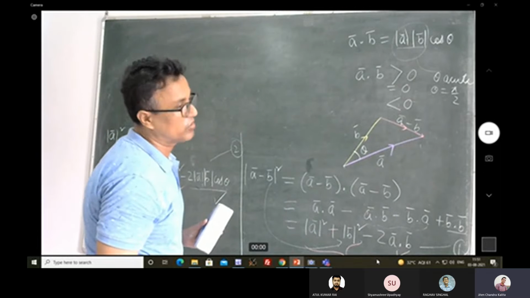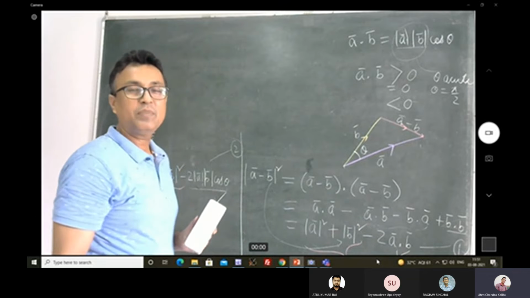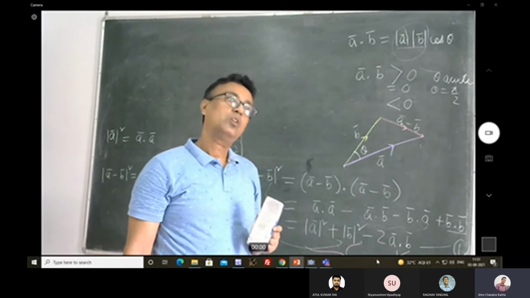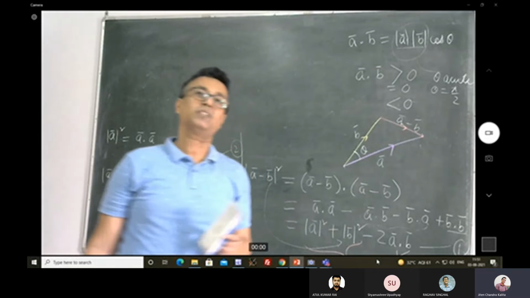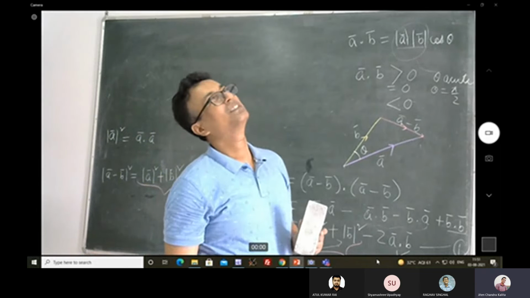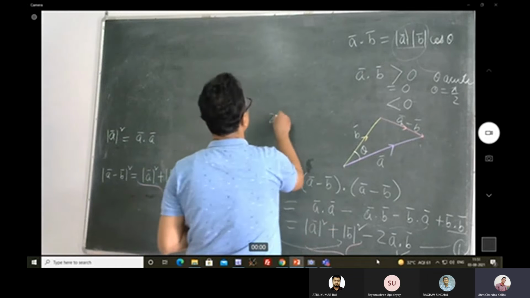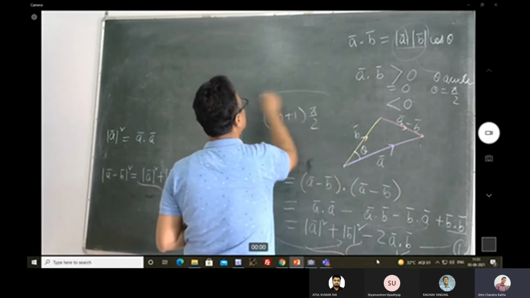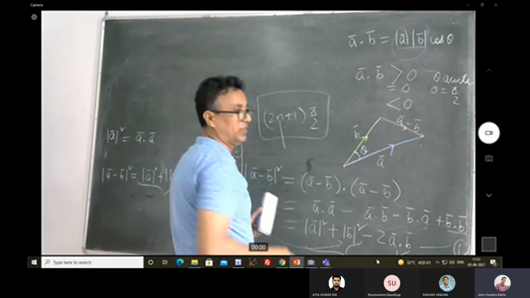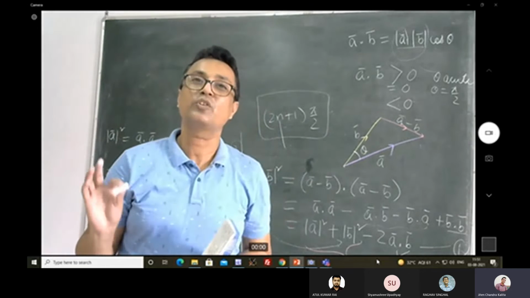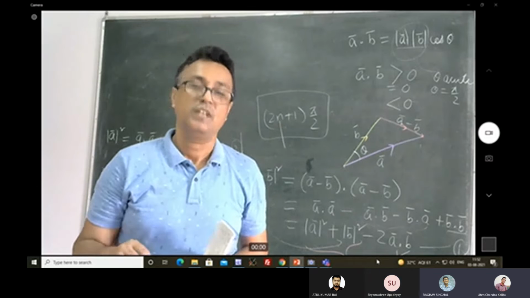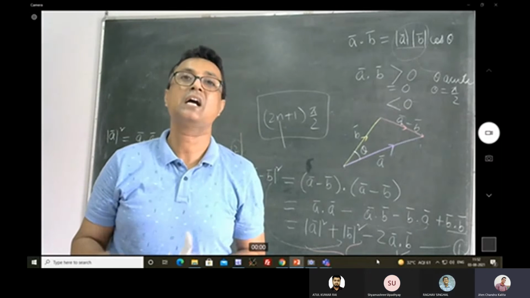So again, if A dot B equals 0, then cos theta equals 0, then theta must be equal to pi by 2. Even if you don't want to consider pi by 2, but want to use this expression for some integer n, the angle between them, even then the vectors A and B are going to be orthogonal. So that means A dot B equals 0 if and only if the vectors A and B are orthogonal.